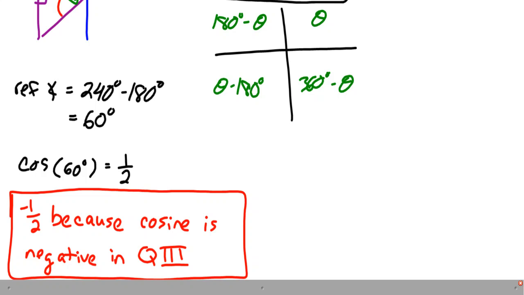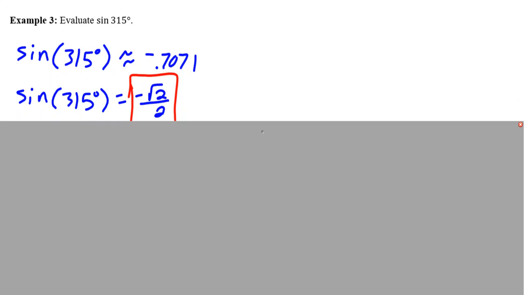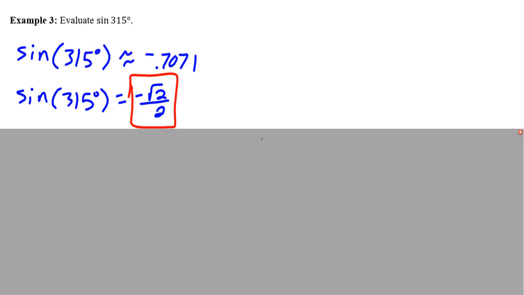I have one more example of this. Evaluating the sine of 315. If you put that into your calculator, you're going to get approximately negative 0.7071, which I rounded to 4 decimal places. And if you recall, 0.707 is equivalent to exactly rad 2 over 2. But your calculator is giving you a negative 0.707. That means that the sine of 315 is negative rad 2 over 2.